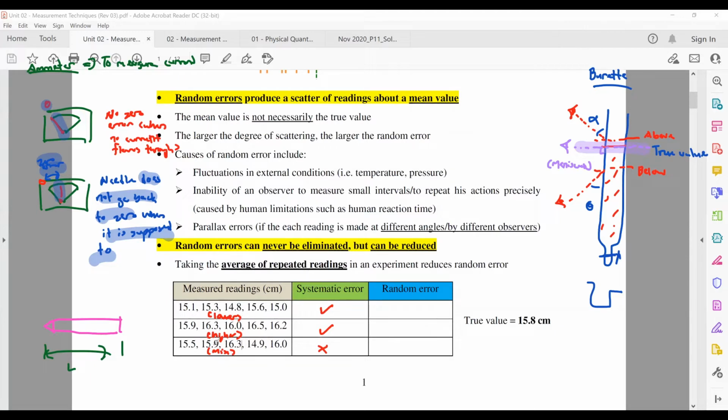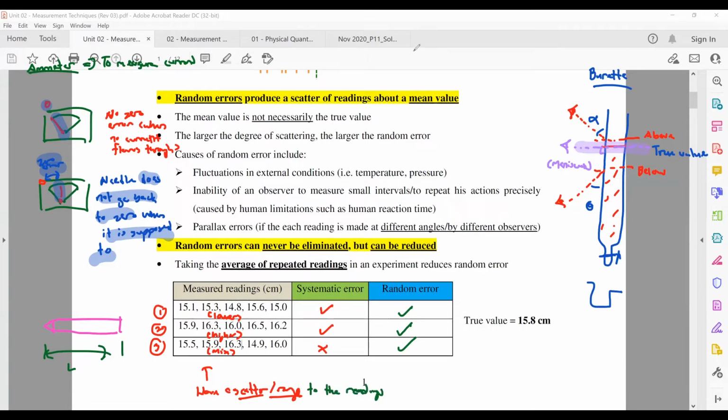Now, looking at all these readings that you have here, you notice that all your readings here have a scatter or range to them. For the first set, you see that there's a scatter in your readings. There's a range to your reading. The same also applies for the second set and third set. So when you see that you have a scatter or range to your readings, this is already telling you that you have random error. So all these three here have random error because there is a scatter or range to the readings.